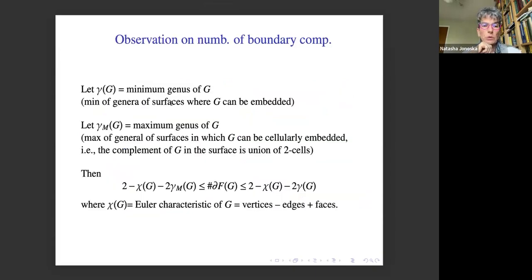So we can make several observations, and the final observation is that the number of boundary components depends, of course, on the Euler characteristic, and also on the genus of the maximum and minimum surface where the graph can be embedded cellularly. And this formula can be derived easily.